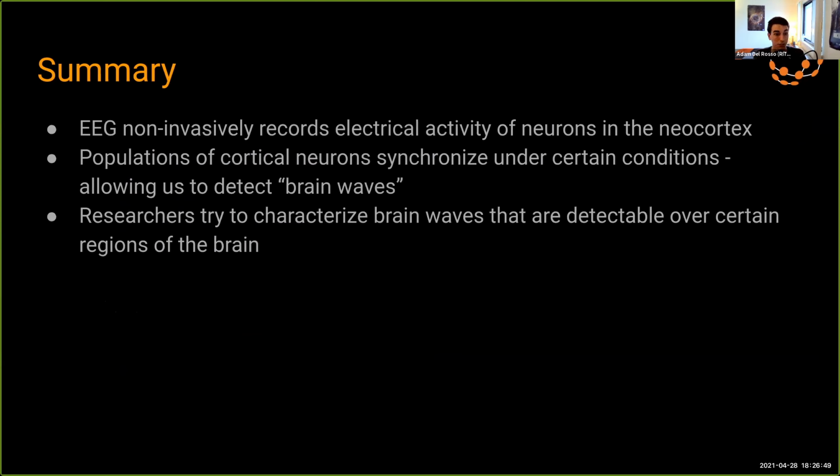And so just a summary of this, what we need to know going forward is we're recording electrical activity of populations of millions and billions of neurons. And these populations of neurons synchronize under certain conditions, allowing us to detect these brain waves. And we're really trying to characterize the brain waves that are detectable over certain regions. And researchers have been doing this for decades now.